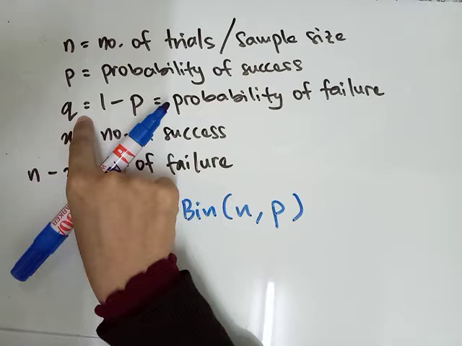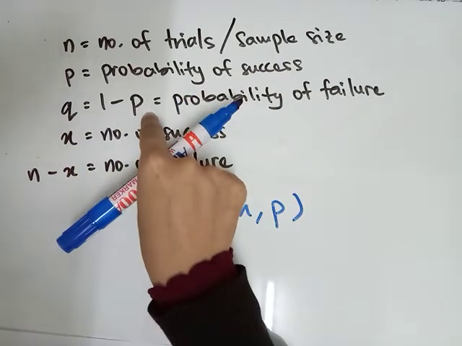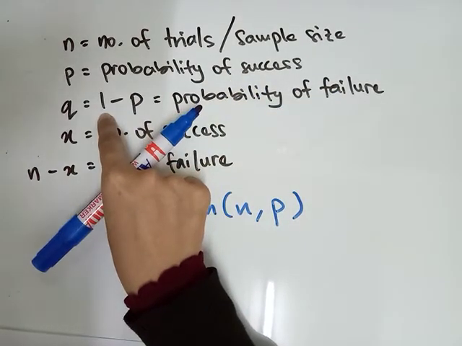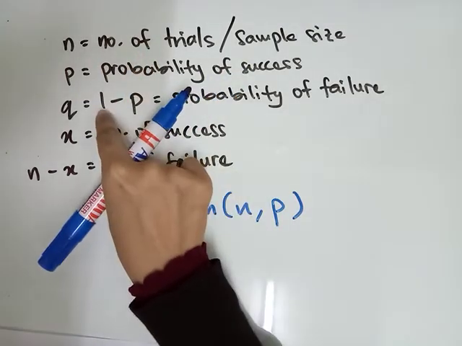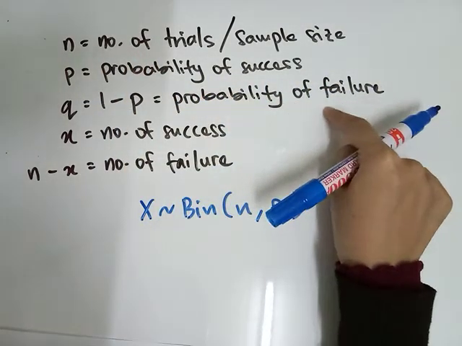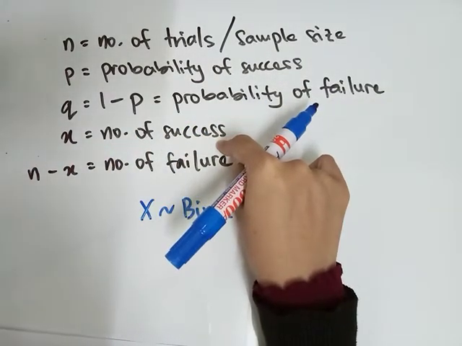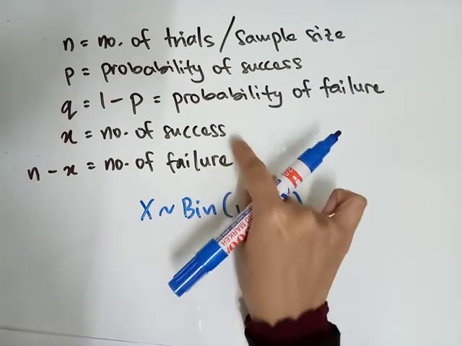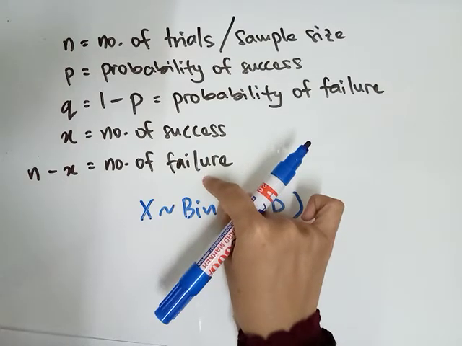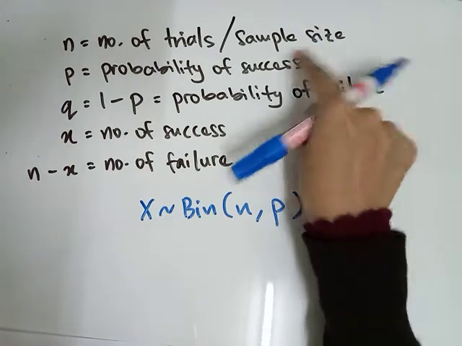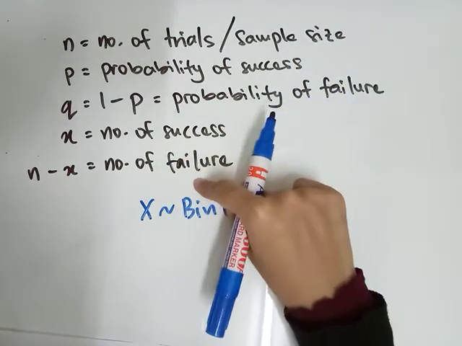Okay, to get the probability of failure, you have to do 1 minus P. P ni apa? P ni adalah probability of success. Why 1? Why not 2? Why not 3? Because the total probability is equal to 1. That's why 1 minus P, then you will get the probability of failure. And then X, the number of successes. Bila ada number of success, that means we have a number of failures. To get the number of failures, N minus X. What is N? N is the sample size dia. Minus the number of successes, then you will get the number of failures.